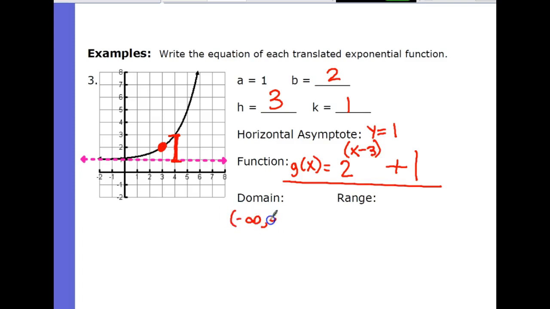The domain is all real numbers. The range is asymptote and up.